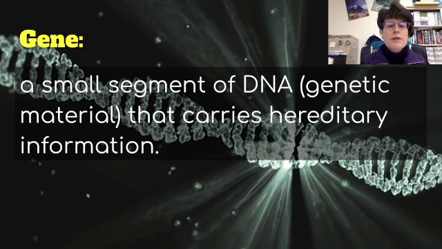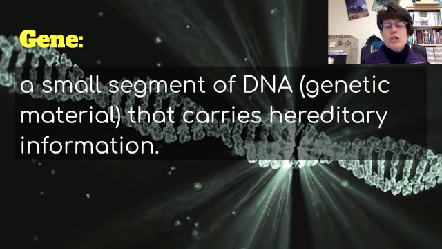Other things require multiple genes to code for them. For example, your skin color is multiple genes. That's why there are so many shades of skin color amongst people. Hair color is multiple genes. Eye color is multiple genes. So there are things controlled by multiple genes.